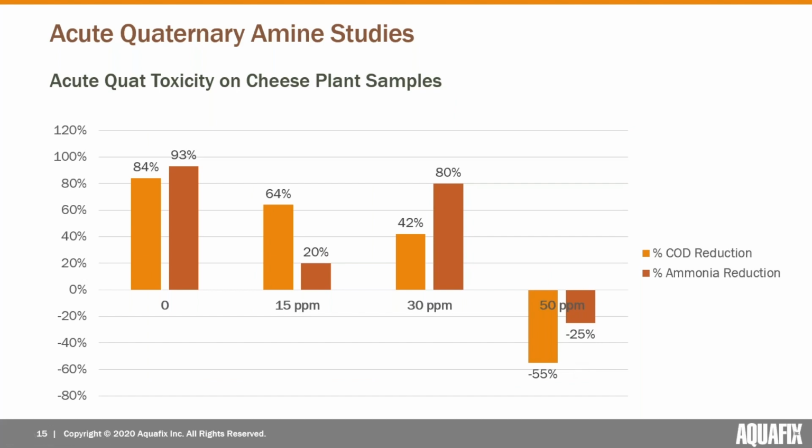Acute Quat toxicity on cheese samples. So not only do we study municipal mixed liquor, we studied mixed liquor from a cheese sample, okay? So this is COD reduction, and here's ammonia reduction. At 15 ppm, you notice how it goes down. Now suddenly at 30 ppm, it goes up. That doesn't make any sense.